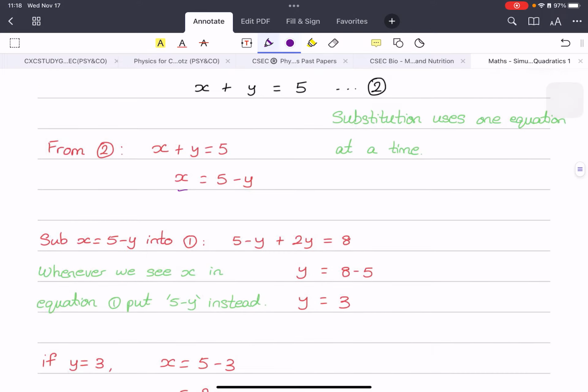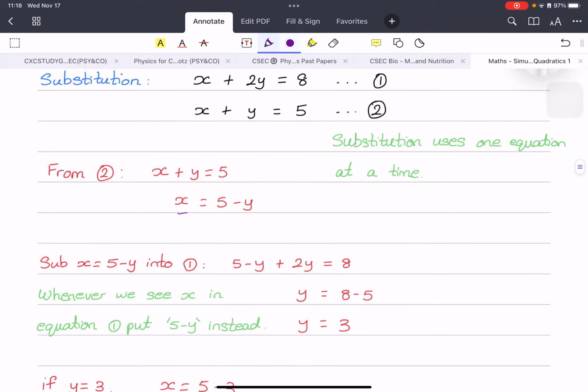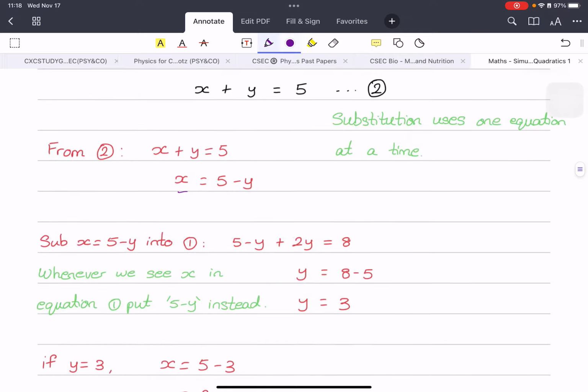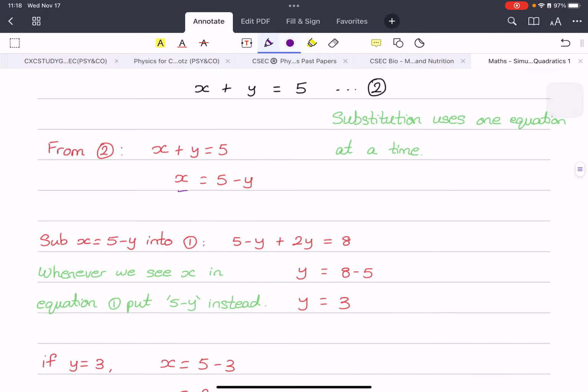Good. Now that I have made x the subject of the formula, I can go and substitute that now into the other equation that I did not use. So I'm going to substitute x is equal to 5 minus y into equation 1. So every time I see an x in equation 1, I need to put 5 minus y instead. So I end up with 5 minus y instead of the x over here, plus 2y equals 8. And then I solve for y as usual.